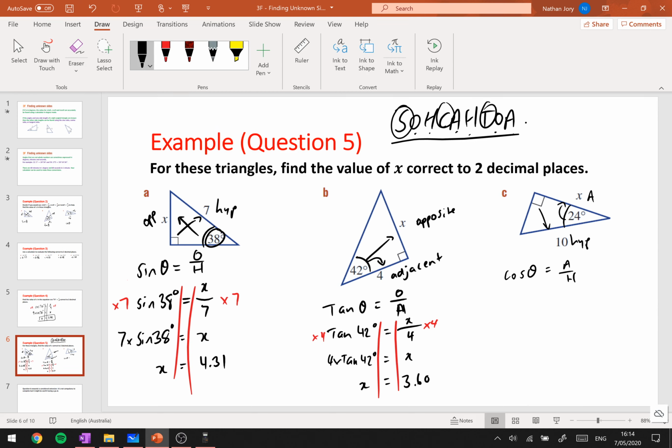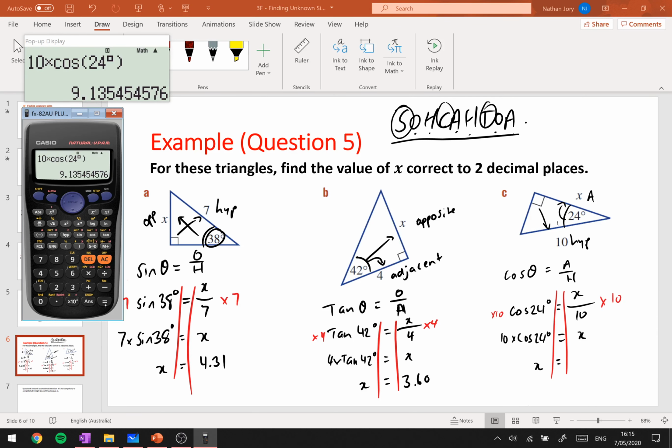Now we're going to put in some information. The angle we're using is 24 degrees. So we write cos of 24 degrees is equal to the adjacent, that's just our x value, over our hypotenuse, which is 10. Now to get rid of the 10 from the right-hand side of the equation, we're going to multiply both sides by 10. That leaves us with x on the right-hand side and 10 times cos 24 degrees. So x is equal to 10 times cos 24 in our calculator, and we get an answer of 9.14.